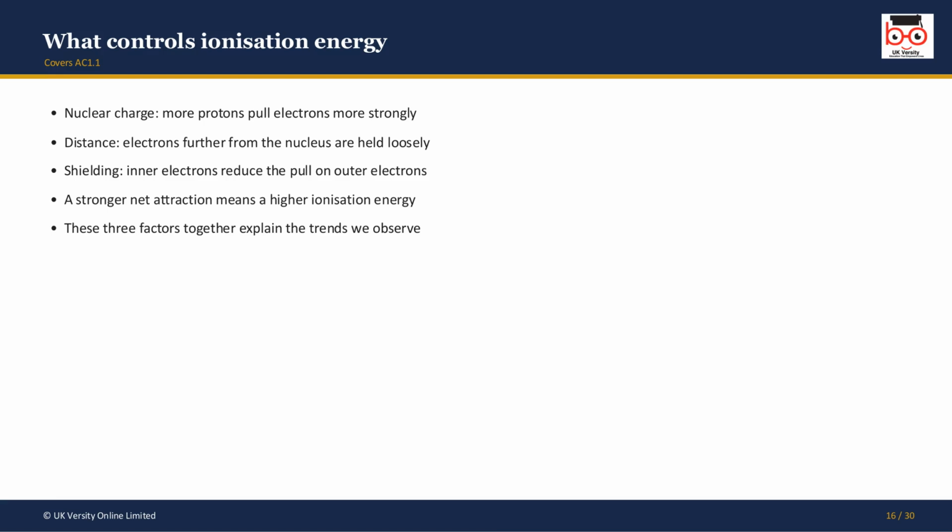Three factors work together. First, nuclear charge. More protons pull the electrons in more strongly. Second, distance. An electron further from the nucleus feels a weaker pull and is easier to remove. And third, shielding. Inner electrons get in the way and reduce the pull felt by the outer ones. The stronger the net attraction, the higher the ionization energy. And these three factors explain every trend we'll meet.